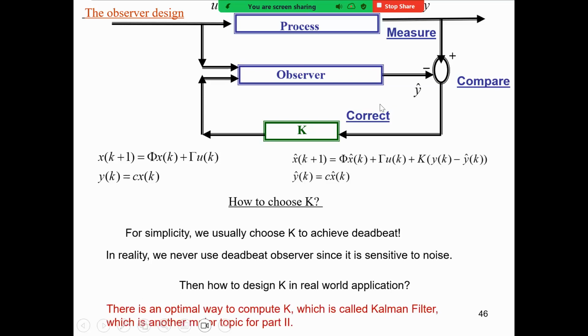There is an optimal way to design this gain, which is called the Kalman filter. It turns out that the gain should not be a constant. It should depend upon time, becoming time varying. How you do it, that will be the Kalman filter. That's another major topic for part two. Two topics: one is model predictive control, which is a popular one in theory and in practice, where you want a balance between the control effort and the output error. And the other one is the Kalman filter.